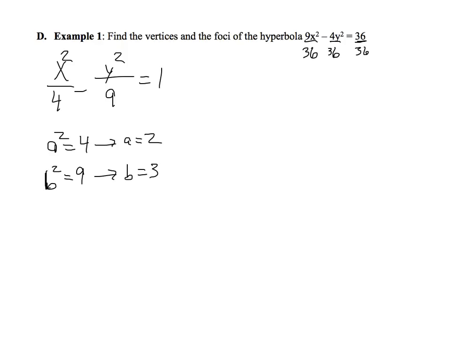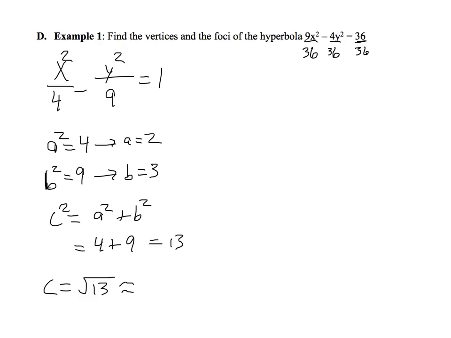And then c squared, so remember that c squared equals a squared plus b squared, which would be 4 plus 9. So c squared must equal 13. That means c equals the square root of 13, which is about 3.606.